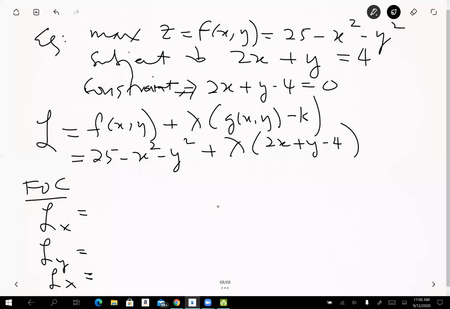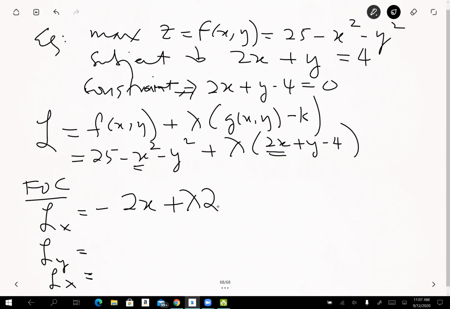You have terms here, x squared, so that will be negative 2x. So y is the constant. Now there is another term in x here. So what do you have? You have plus lambda multiplied by the derivative of the 2x, which is 2. But everything is multiplied by lambda, so don't forget the lambda. So there will be lambda 2, or you can write 2 lambda.